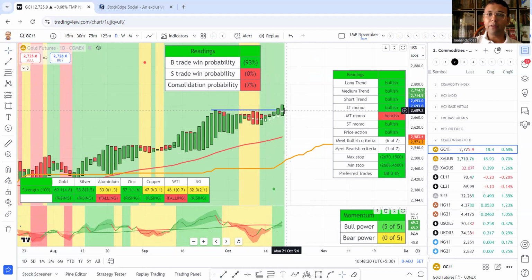So here in gold, my current stop will be around 2689, or the minimum stop area around my stop loss will be. And my first warning level will be 2716.